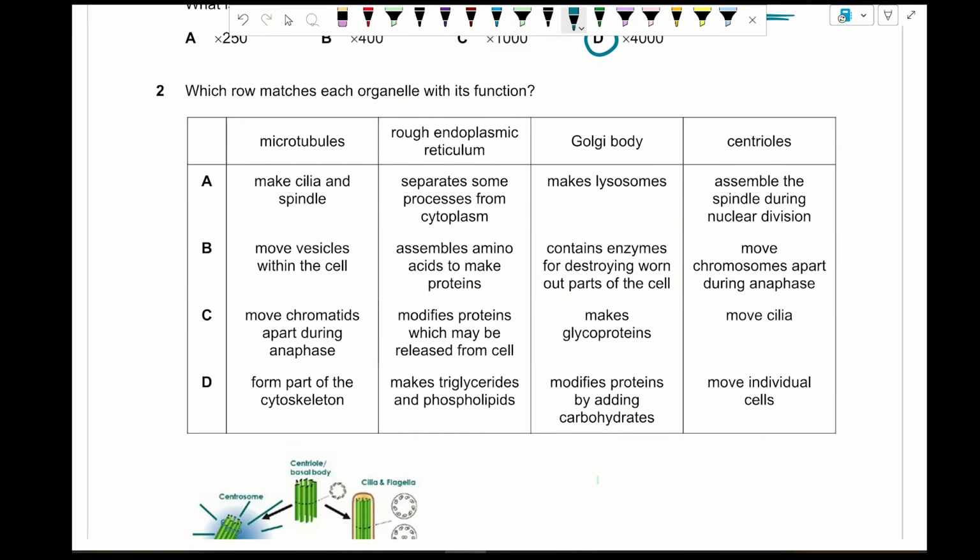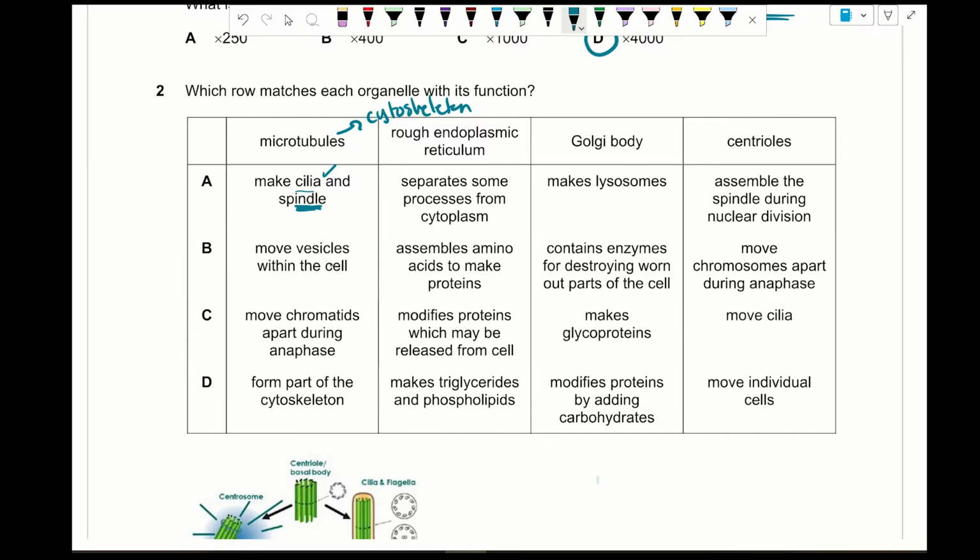Question number 2. Which row matches each organelle with its function? Microtubules. So microtubules are proteins made of tubulin which form the cytoskeleton of the cell and the intracellular transport system. Therefore, let's see the suggestions that we have here. Microtubules make cilia and the spindle. This is correct. Microtubules do make the basement membrane of the cilia, and they make the spindle during mitosis.